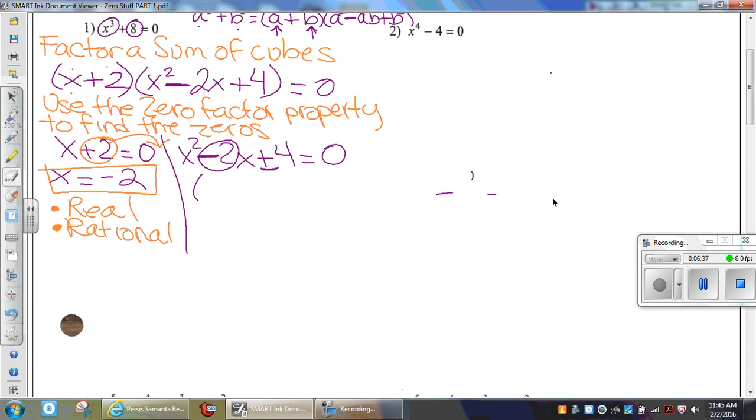So I'm going to use the quadratic formula here, and before I do that, I'm going to write down the coefficients. So the coefficient of x squared is that number, a 1. So a equals 1. b is -2, and c is 4.